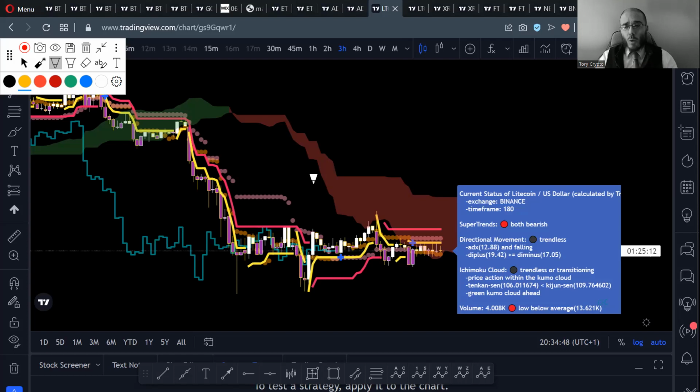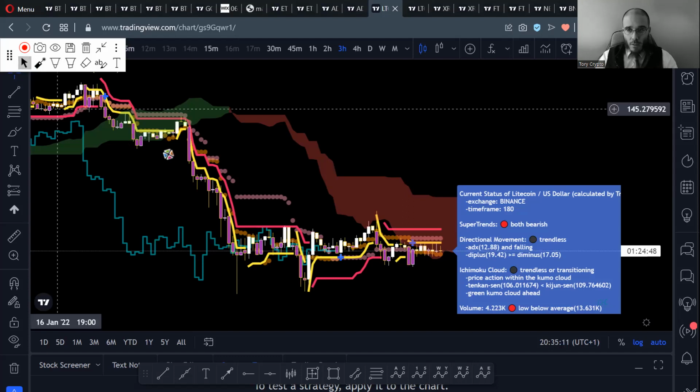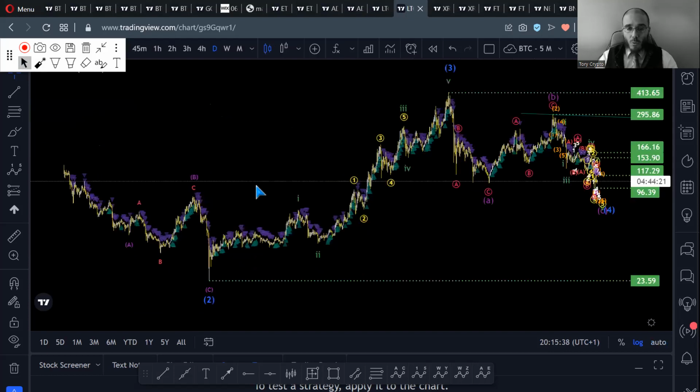Because you want to have only high probability trades. You don't want to be whipsawed, and you don't want to enter positions which will end at break even or even at a loss. You don't want to enter those kind of positions. So in order to know what you can expect from the markets, you need Elliott wave. And that's the last thing we're going to talk about today. So now I'm going to jump to Elliott wave.